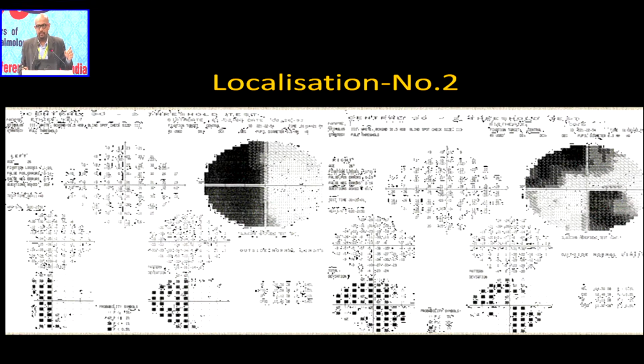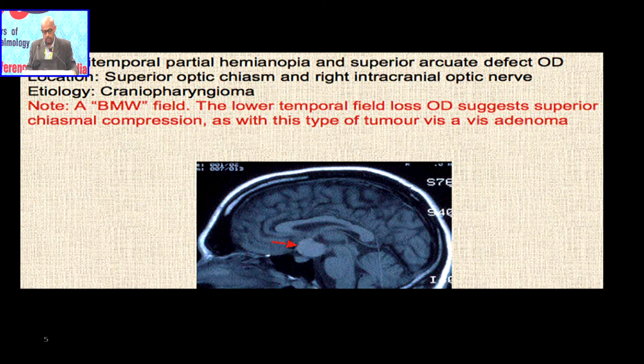So looking at this field, what it is telling you is that the chiasm is getting compressed from above, and that compression is extending a little bit towards the right side. So the right optic nerve also is getting pressed. Apart from the chiasm, the right optic nerve also is getting pressed. And so you still localize the lesion to the optic chiasm, but this is a little more detailed localization, and that's what that patient had.